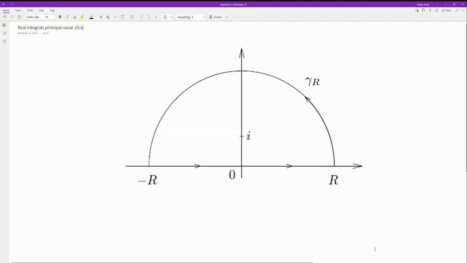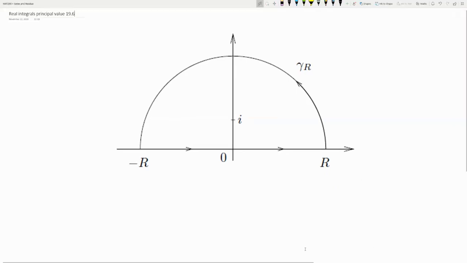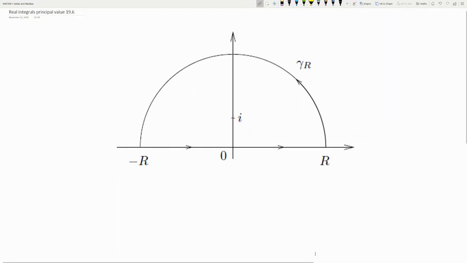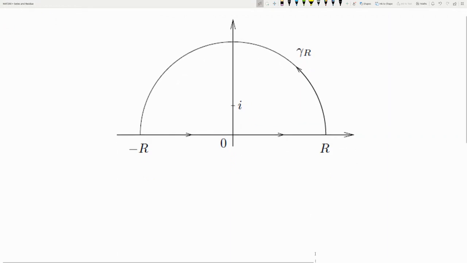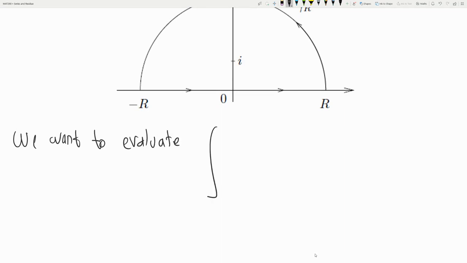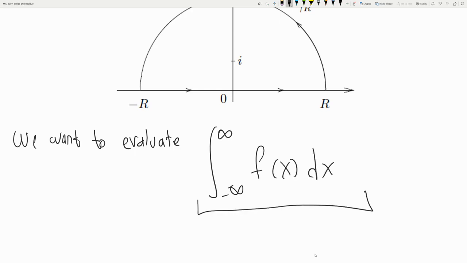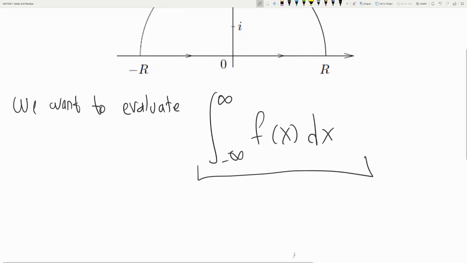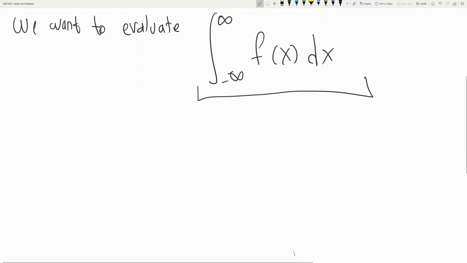Okay, so now finally we go into the last topic, principal value. We want to evaluate the integral from minus infinity to infinity of f of x dx. Okay, all right. Good, definition.